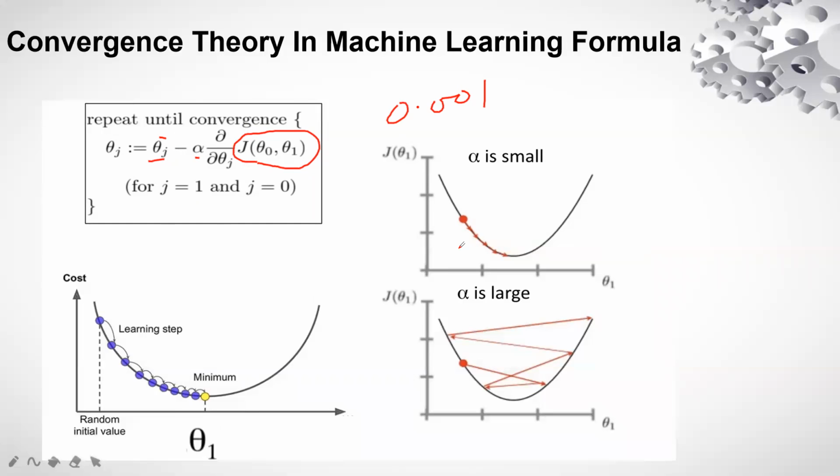There are a few things that we need to understand. Initially, the learning rate should not be very small. If I pick a very small value, it will take forever. It will take a very long time to converge, to reach this global minima point.